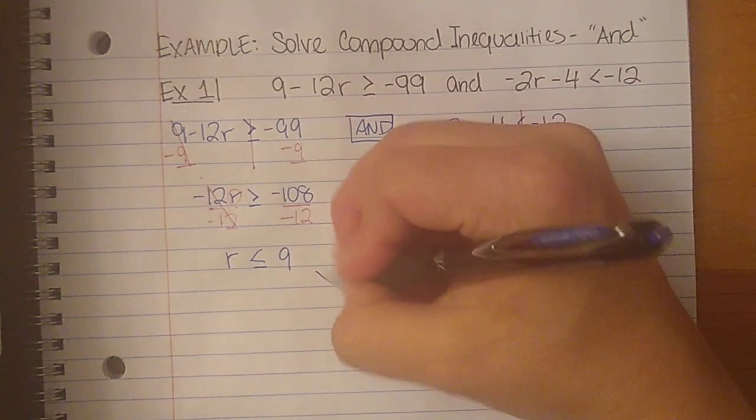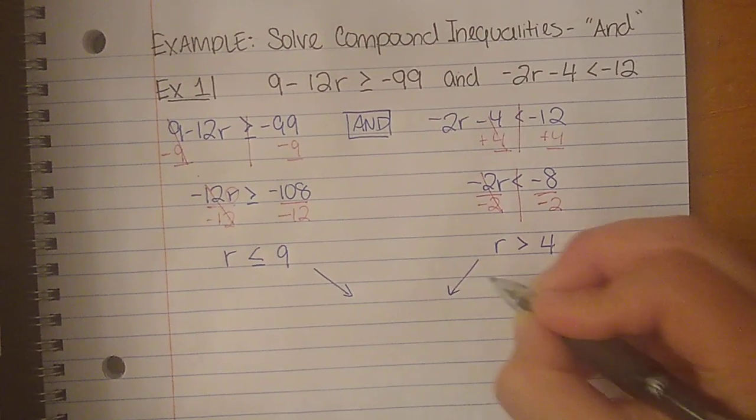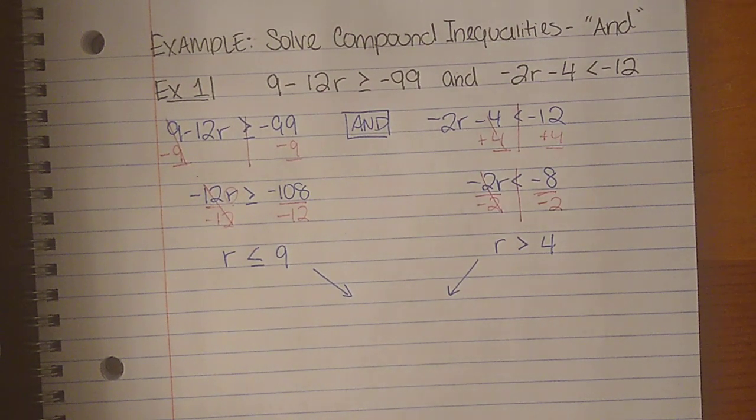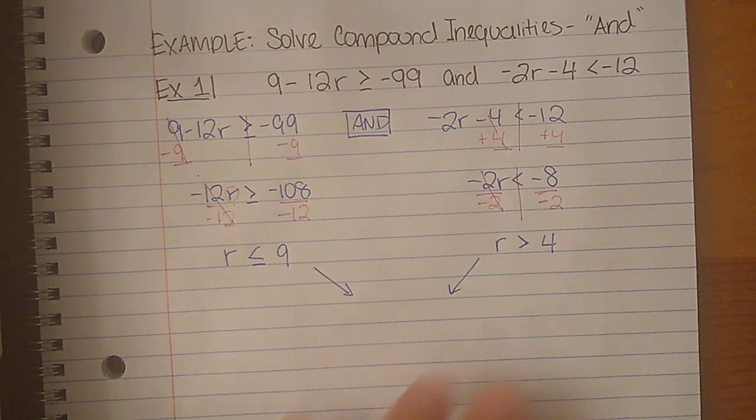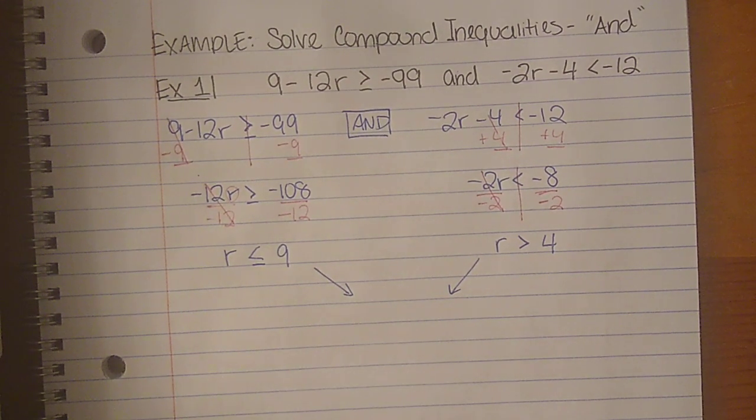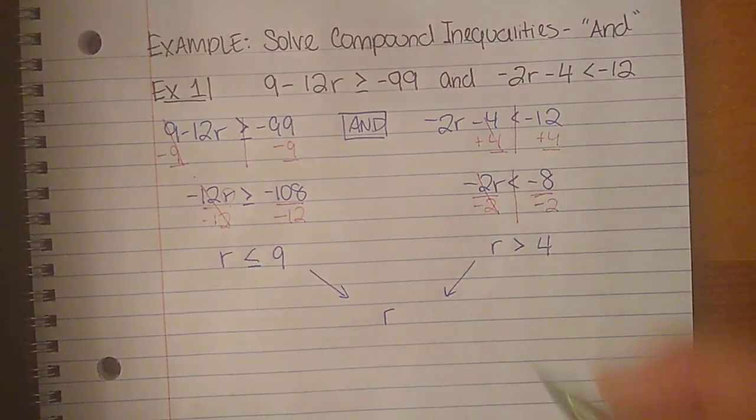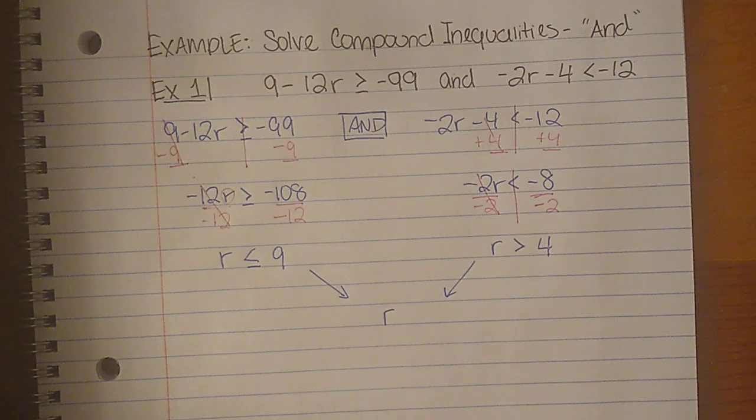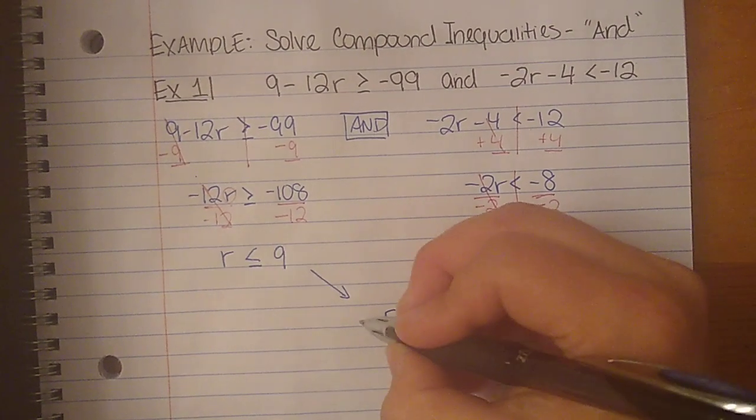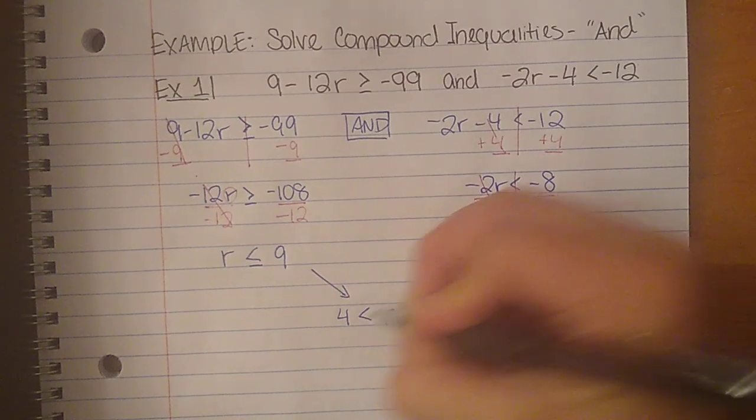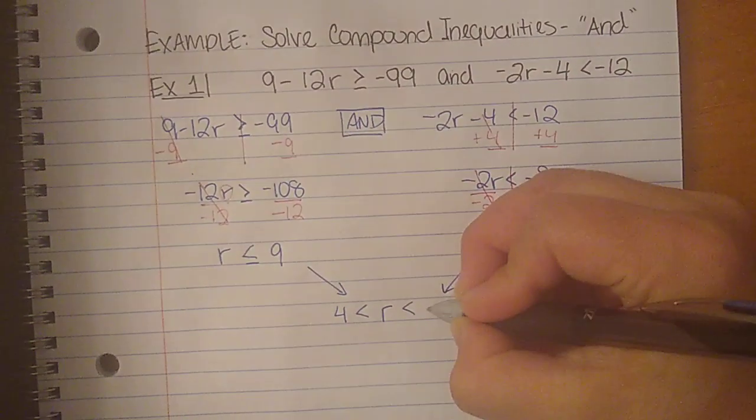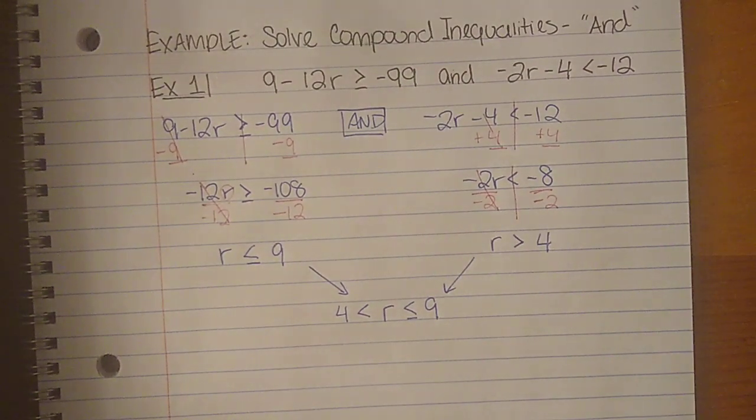I also have another way we can put these two answers together, since it needs to be both of these things. It needs to be greater than 4 and less than or equal to 9. So this is one where our answer is in between these two solution sets. So r is bigger than 4, 4 is less than r, and r is smaller than or equal to 9.